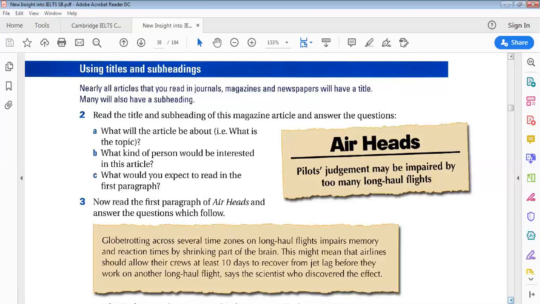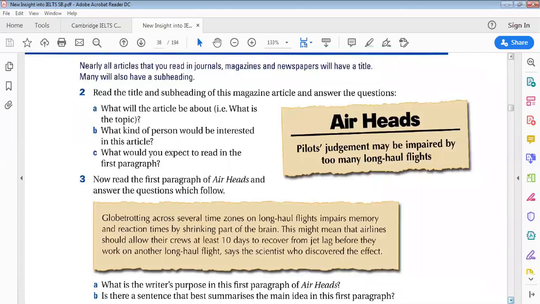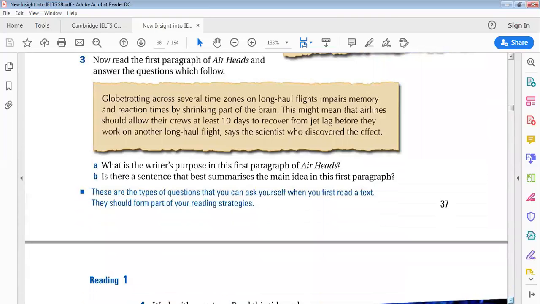Okay, what is the writer's purpose in the first paragraph of Harris? Is there a sentence that best summarizes the main idea in the first paragraph? So, what is the main idea of the first paragraph? Reaction time, the thinking thought of the brain.